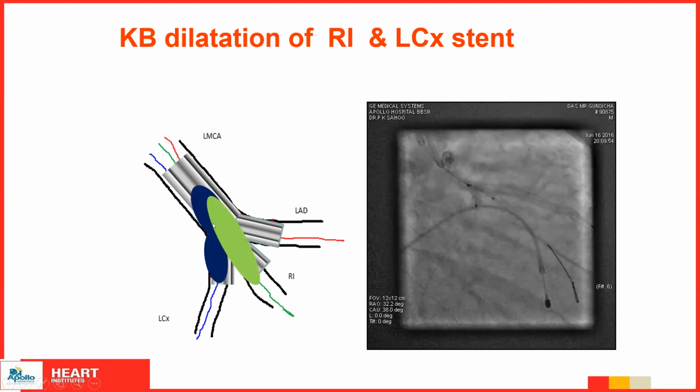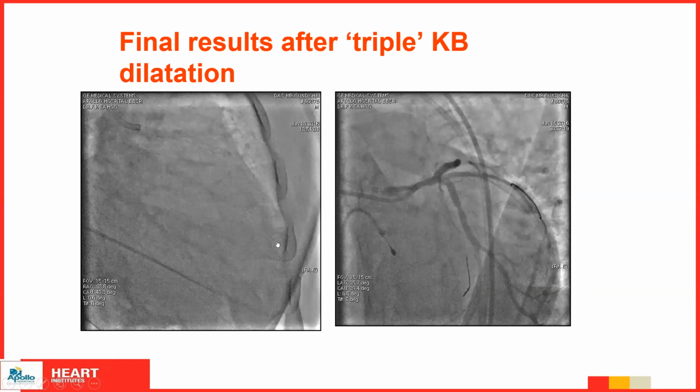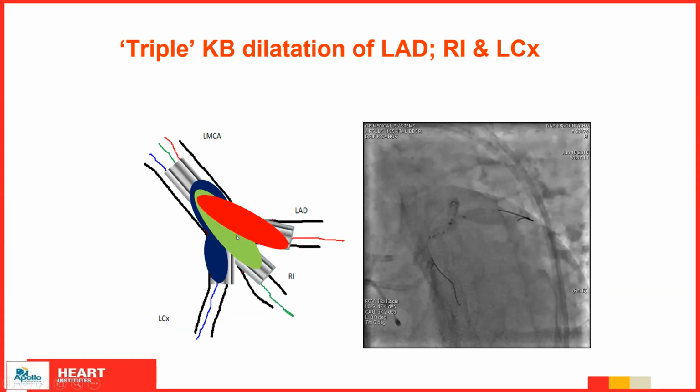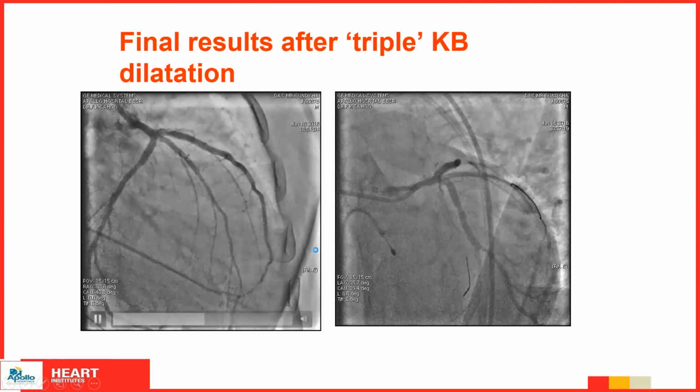And finally, a kissing to circ and ramus was done, followed by a kissing of, again, LAD and ramus. All three, a triple kissing, was done with three balloons. And finally, this was the result that we saw. And definitely the results were quite encouraging.